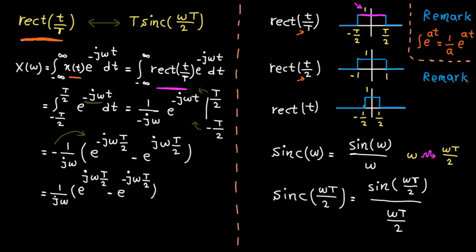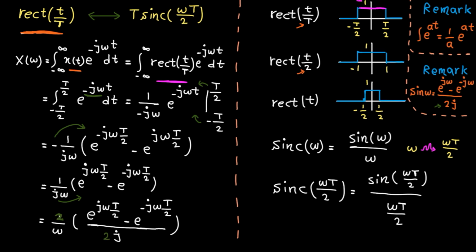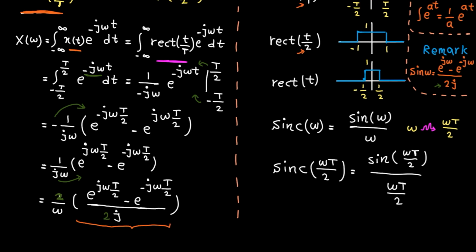From my lecture on complex numbers, we know sine omega can be presented like this. So to use this equation, bring j inside the parentheses. 2 is now missing at the bottom, so multiply bottom and top by 2. Now you can write this as a sinusoidal function.